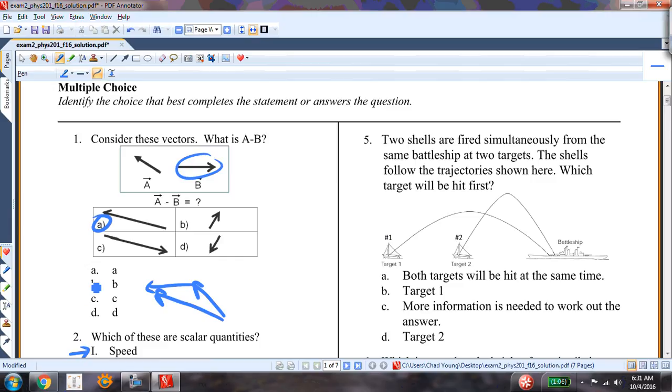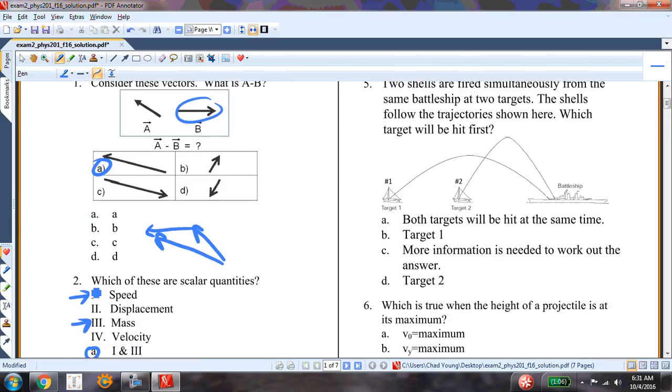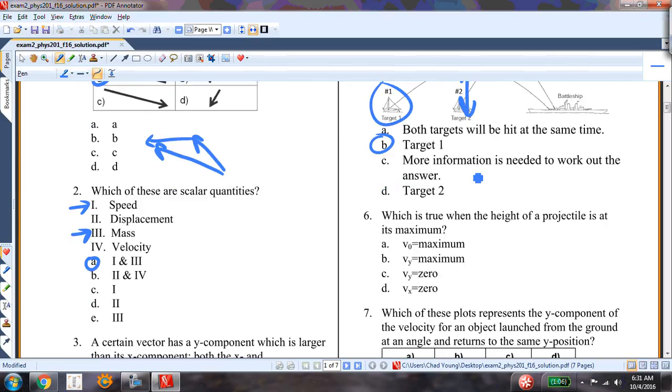Two shells are fired simultaneously from the same battleship at two targets. The shells follow the trajectory shown here. Which target will be hit first? Well, it's going to be target 1. Even though it's farther away, the y displacement is less, and the y displacement gives the time in flight.